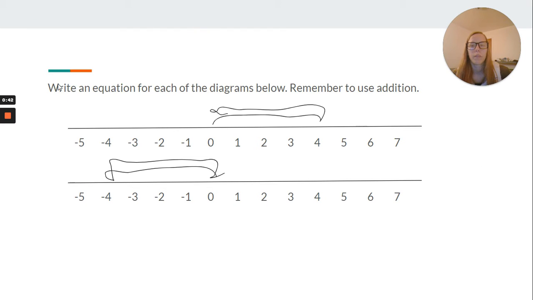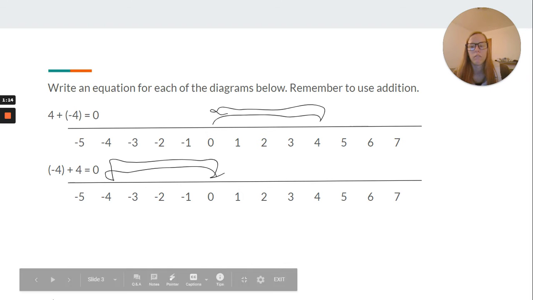Lesson 1, we looked at equations for number lines. So always addition right now. It says write an equation for each of the diagrams below. Remember to use addition. We always start at 0. This one starts at 0, goes to 4, so our first number would be 4. Then we go from 4 back down to 0. So we're subtracting 4, but we're adding, so we're going to add a negative 4. Our equation for this one is going to be 4 plus a negative 4.